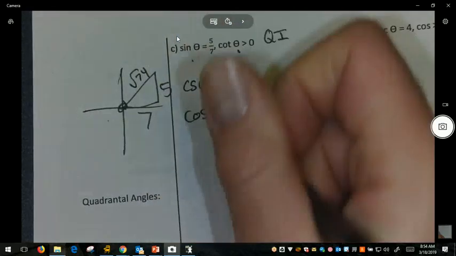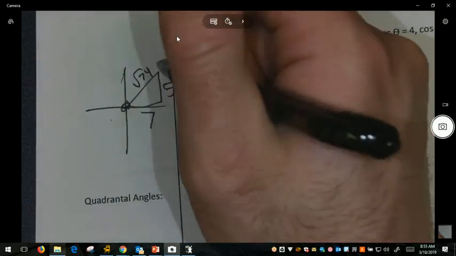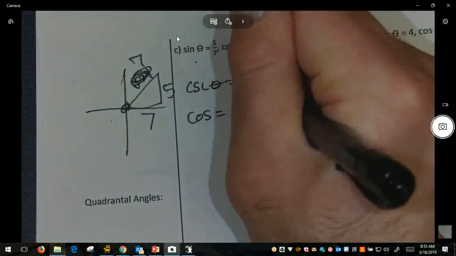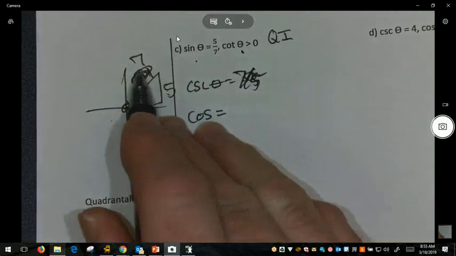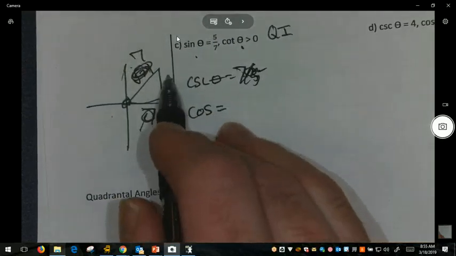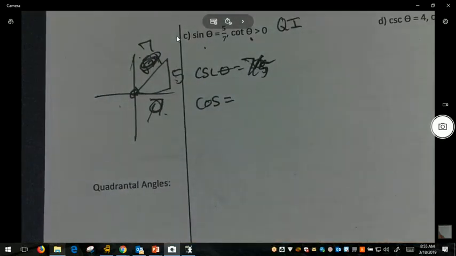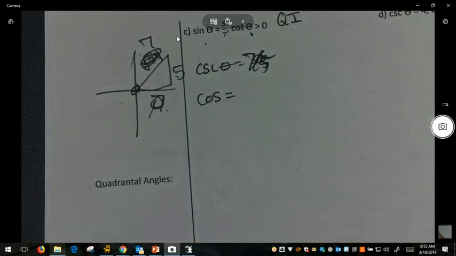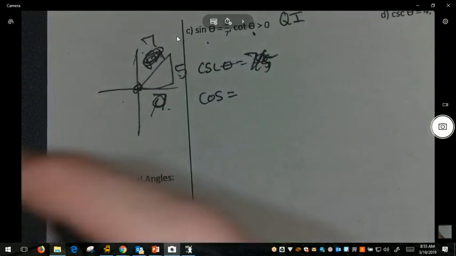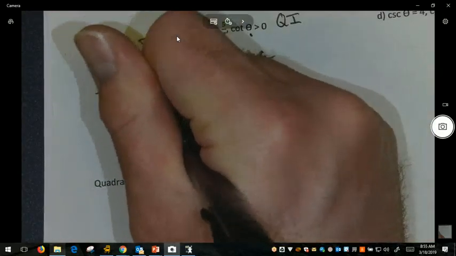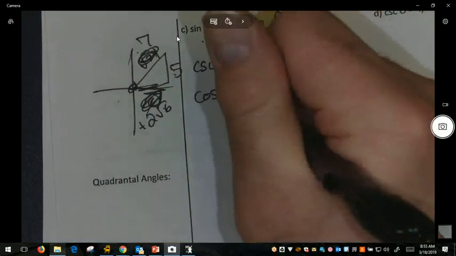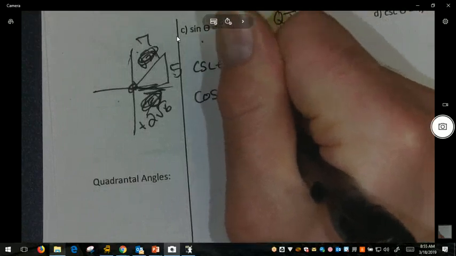We know cosine is, wait, I put the 7 in the wrong spot. That's totally my mistake. Cosecant is still 7/5. Sine is opposite over hypotenuse. I did that right, I just put the 7 in the right spot. So 49 minus 25 is 24, which can be broken down. 24 divided by 4 is 6, so this is 2 square roots of 6 for the positive x-axis going in the right direction. So this becomes 2 square roots of 6 over 7.